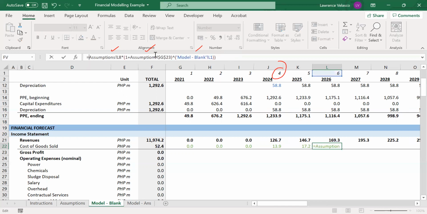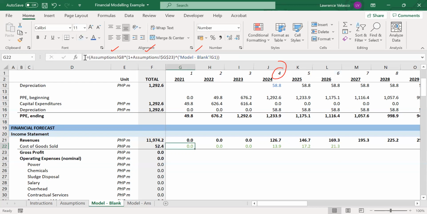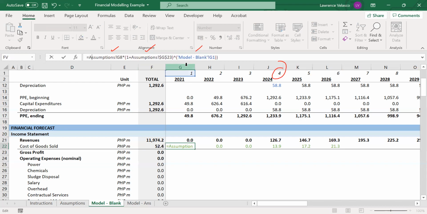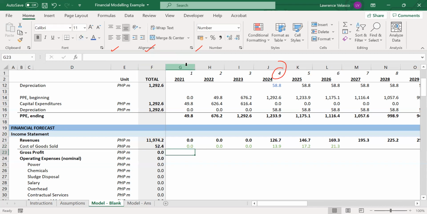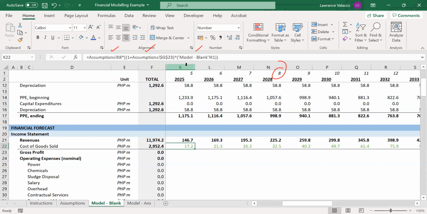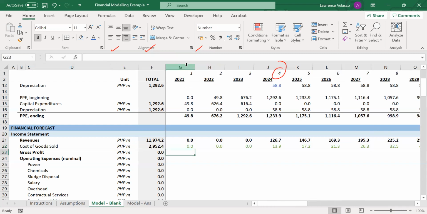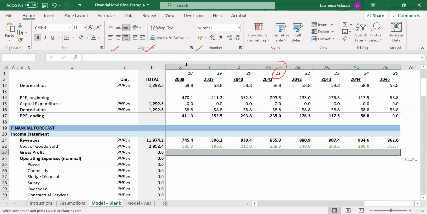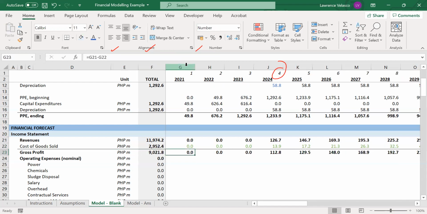Let me just check if my grouping symbols are correct. Dapat, I don't know if it will matter. Yan. Tama naman. Walang change. So we can copy it until the end. So yan na yung cost of goods sold natin. How much is gross profit? Aha, the revenues minus cost of goods sold. Then you can copy the whole thing. Meron ka ng gross profit.